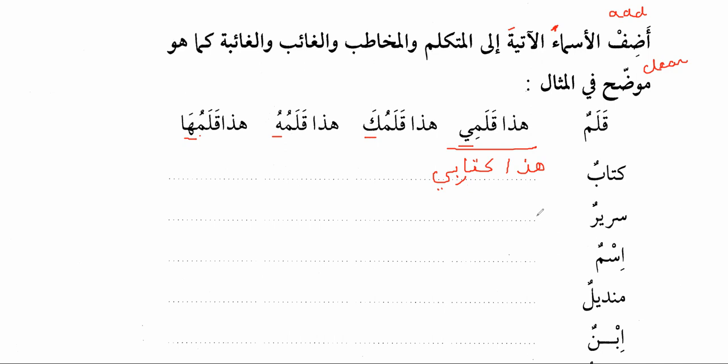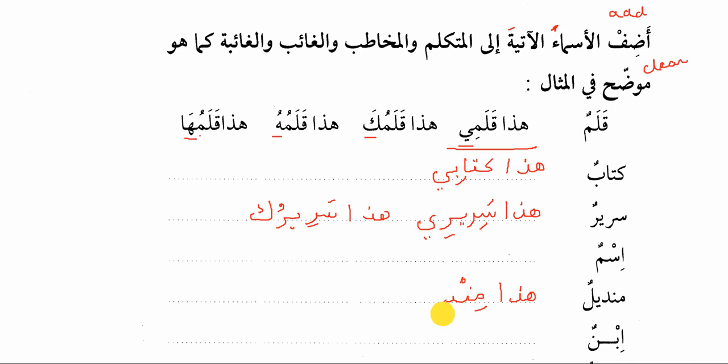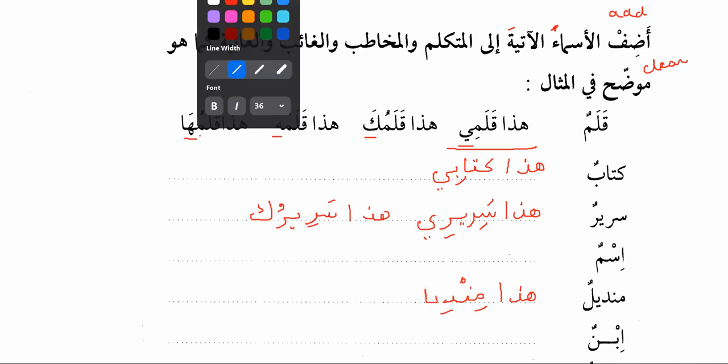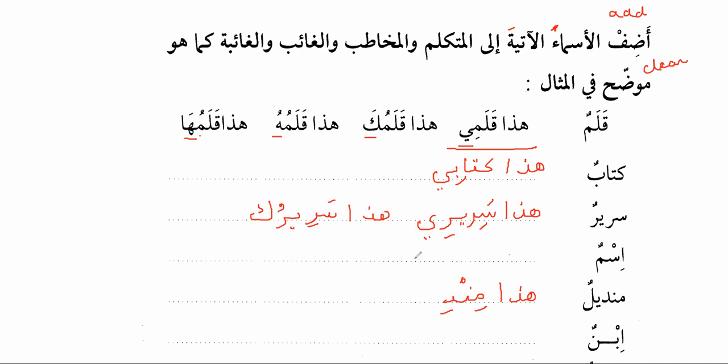Hadha sariru. Now hadha sariri. How will you write? Hadha sariri. Since this is a non-connector, the ya will be written separately. Sariri and sariruka. So every time you will write separately. Hadha sariruka. Separately. Ismun, hadha ismi and hadha ismuka, hadha ismuhu, hadha ismuha. Mindilun, hadha mindili. Sorry, mindil, mindili. It's mindili with a ya. Hadha mindiluka, hadha mindiluhu, hadha mindiluha.